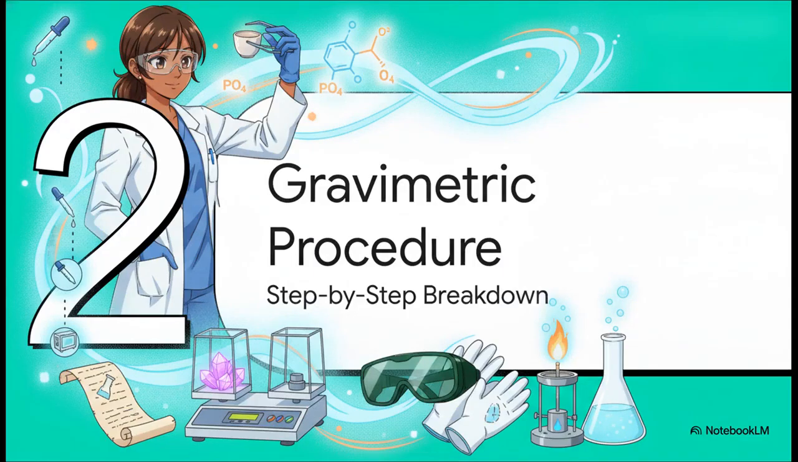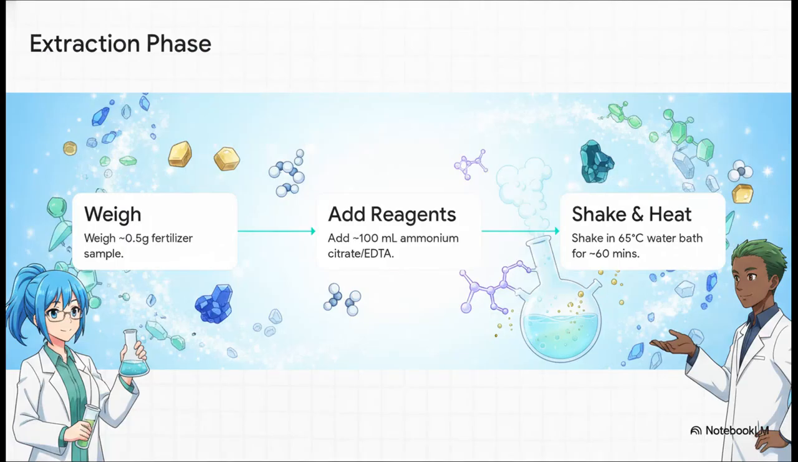Moving right along to Section 2, the gravimetric procedure. So the whole process kicks off with a raw half-gram sample of solid fertilizer. We add exactly 100 milliliters of an ammonium citrate and EDTA solution, and then secure that boiling flask into our 65-degree water bath to just shake away for about an hour.